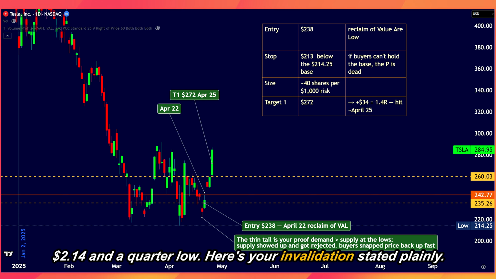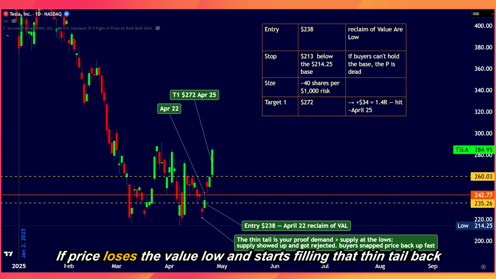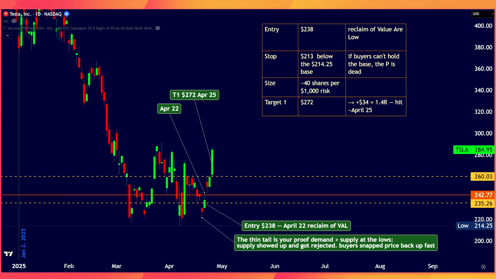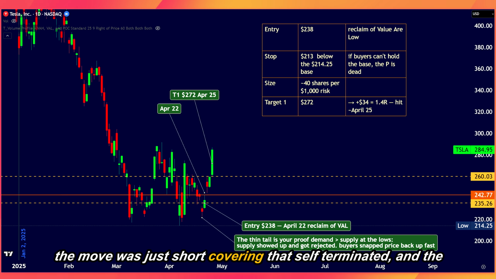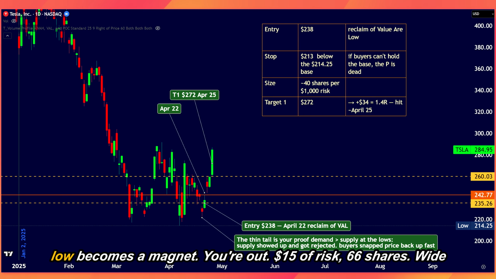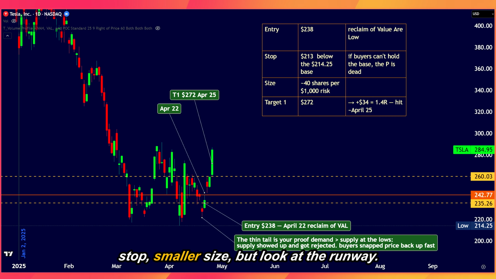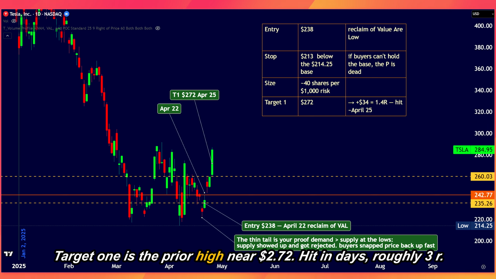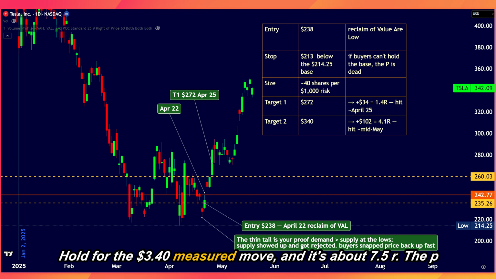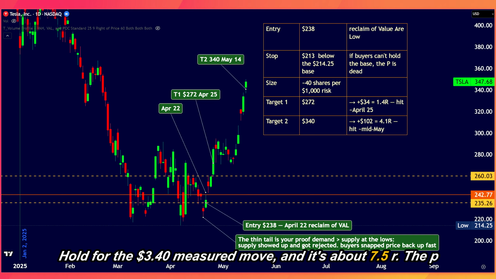Here's your invalidation, stated plainly. If price loses the value low and starts filling that thin tail back toward 214, the move was just short covering that self-terminated, and the low becomes a magnet. You're out. $15 of risk, 66 shares. Wide stop, smaller size, but look at the runway. Target 1 is the prior high near 272, hit in days, roughly 3R. Hold for the 340 measured move, and it's about 7.5R.